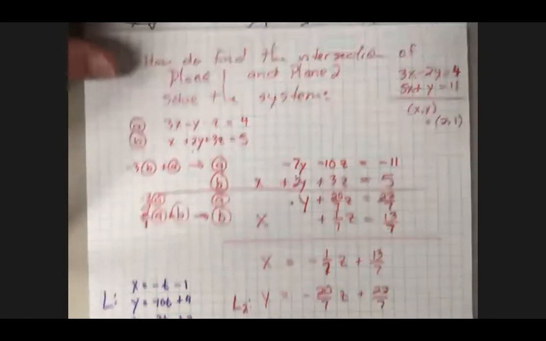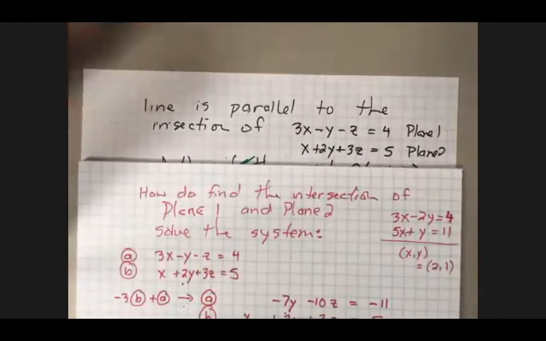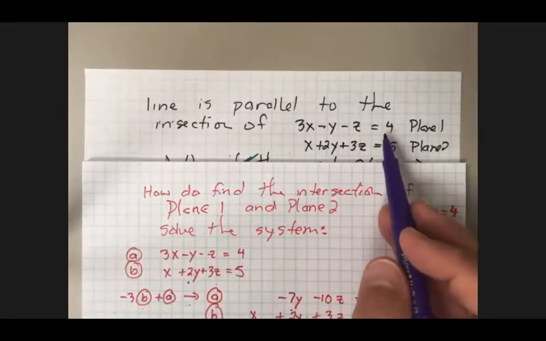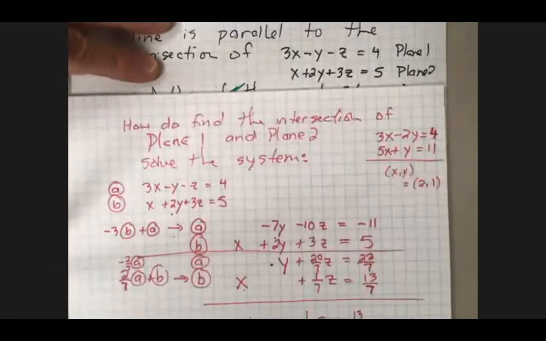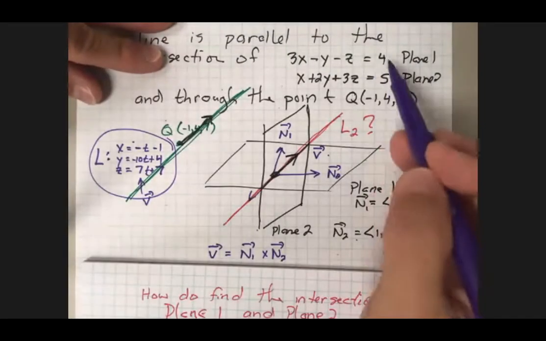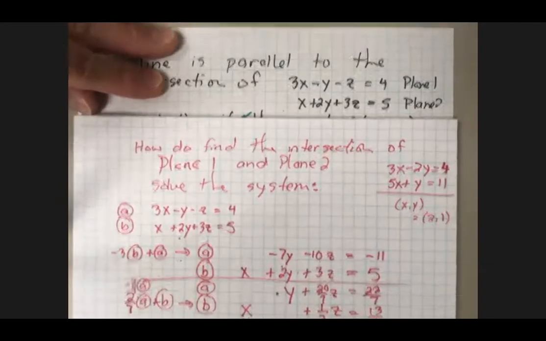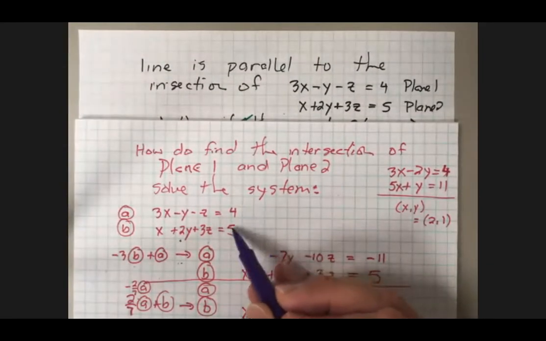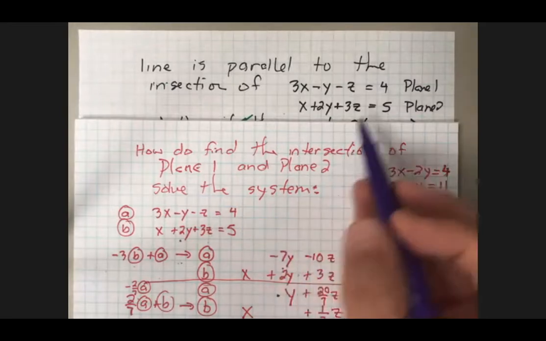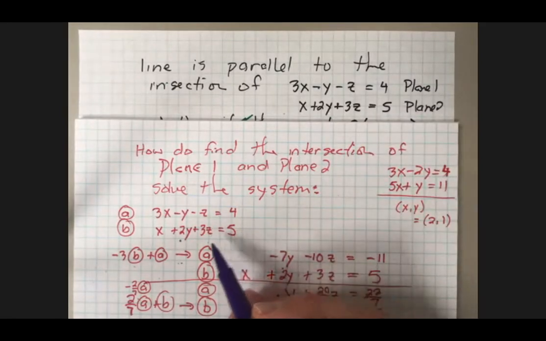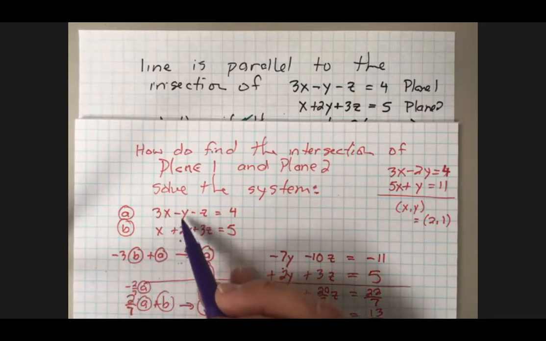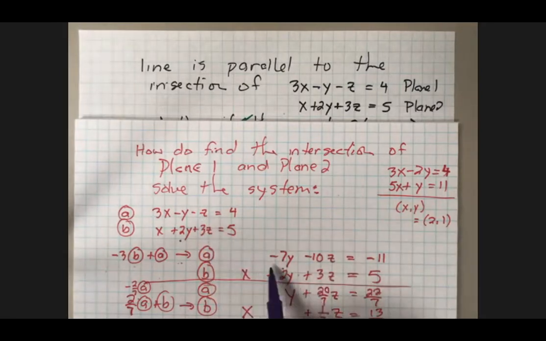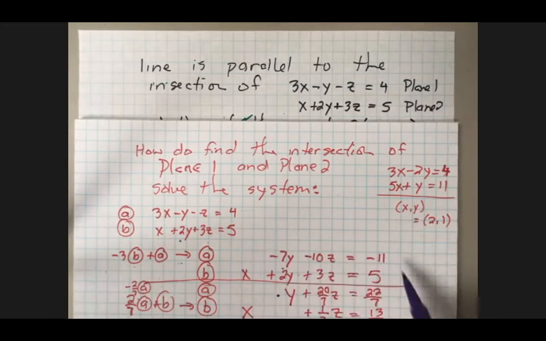Let's go up here and find the error. Here's my original two planes. This is what I used for my normals there and there. So these got to be good planes. 4 and 5 were the constants on the other side. First thing you do wrong is transfer them incorrectly to here, right? But it looks like I transferred them correctly. Now I did minus 3 times second equation plus first. 0, negative 7y, negative 10z, and negative 15 plus 4 is negative 11.